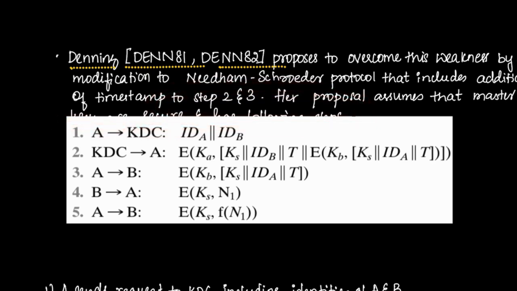We'll look into the steps one by one. Firstly, Alice will send a message to the key distribution center, which will comprise the identifiers of A and B.